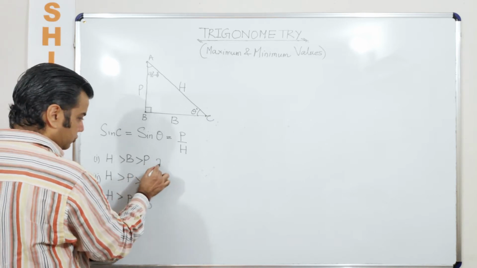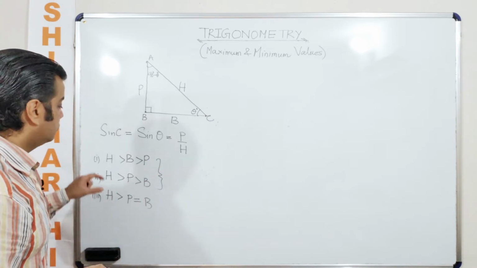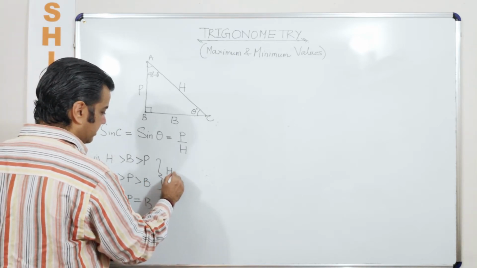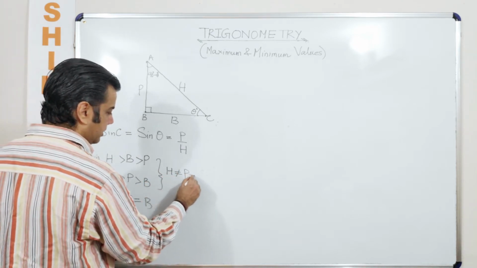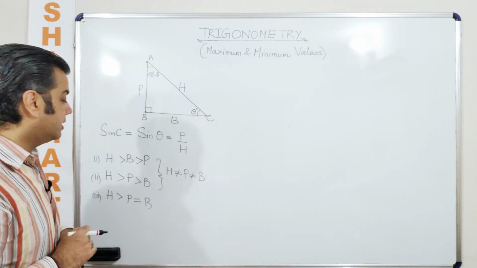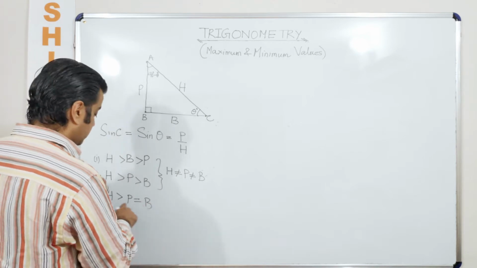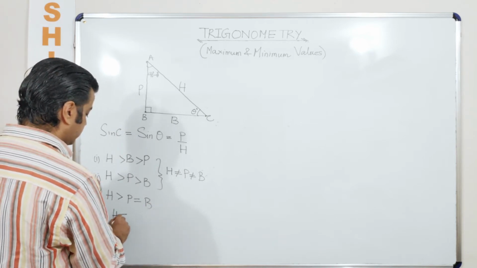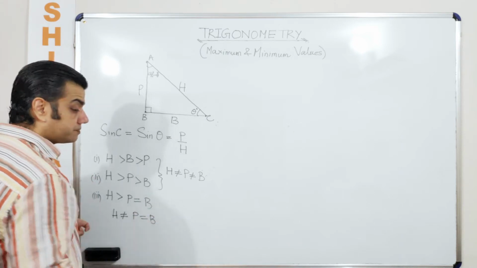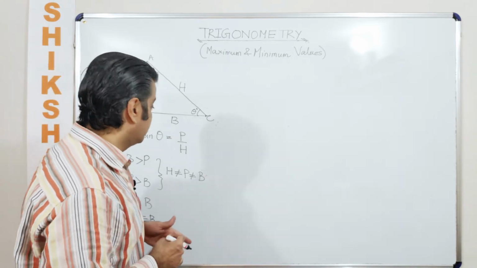Broadly, these two cases are the same. What am I trying to say? I am trying to say that H is not equal to P is not equal to B. And the second case that I am taking here is, H definitely is not equal to P, but P is equal to B.